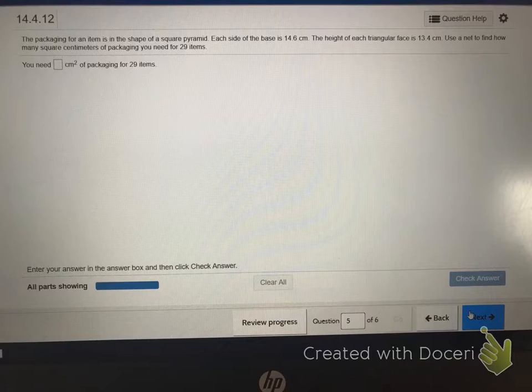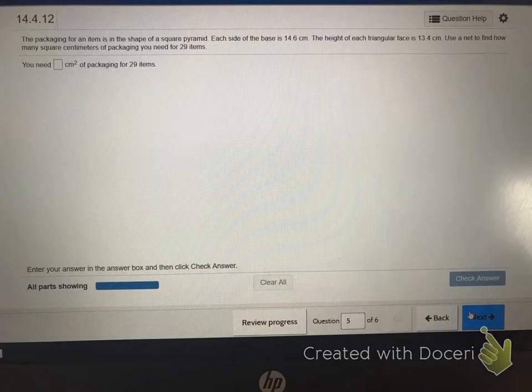This is Digits 14-4, question number 5. The package for an item is in the shape of a square pyramid. Each side of the base is 14.6 centimeters. The height of each triangle face is 13.4 centimeters. Use a net to find how many square centimeters of packaging you need for 29 items.